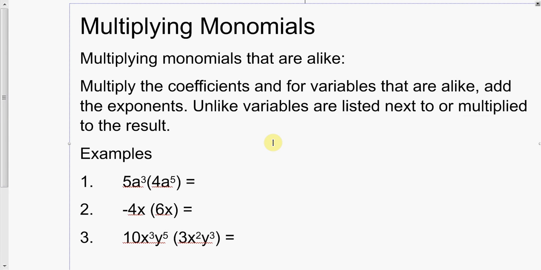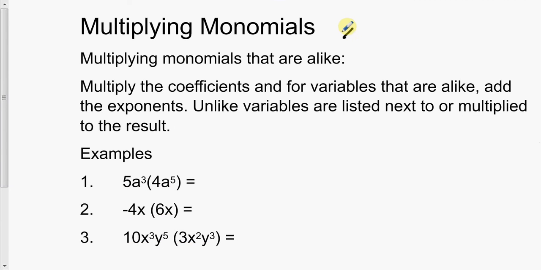Let's talk about multiplying monomials. We multiply monomials that are alike. Here, if they are alike, I mean that if it's the same variable times the same variable, the exponent can be different. So you can have x to the fifth times x to the fourth.